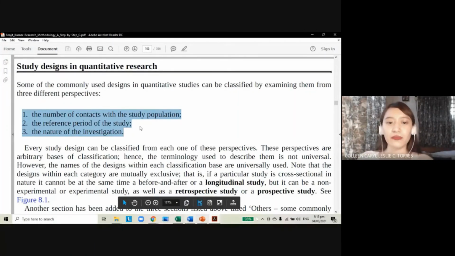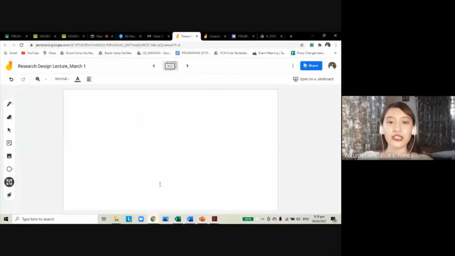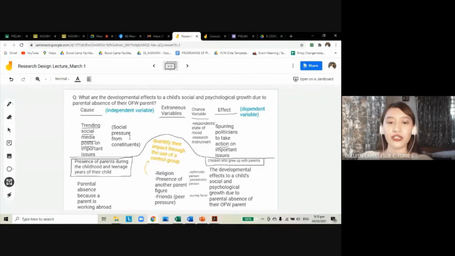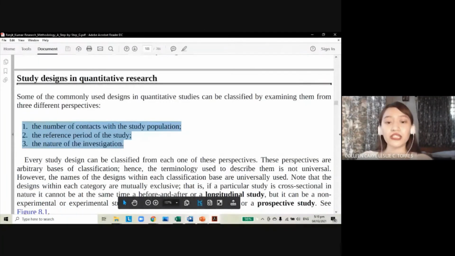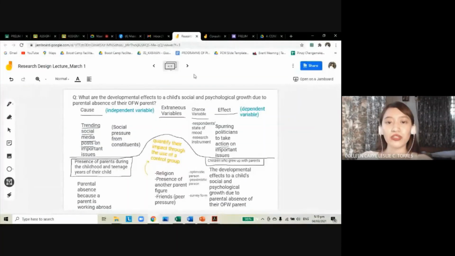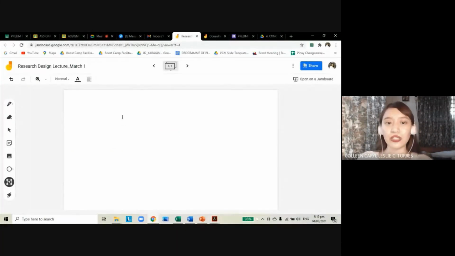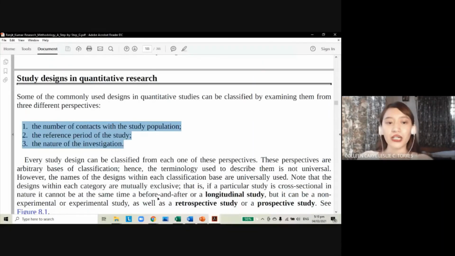So just like in the example earlier, I think this is an example of a cross-sectional research design, meaning you just need to study them at one time. You just need to survey or interview them at one time, and you don't really need to interview them in another year or so, because this is just a cross-sectional research design. More about what a cross-sectional research design is shortly. But there are some research studies where you need to meet with the respondents in another time period. So that's what we mean by the number of contacts with the study population.